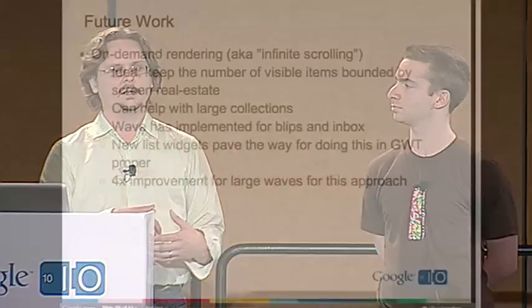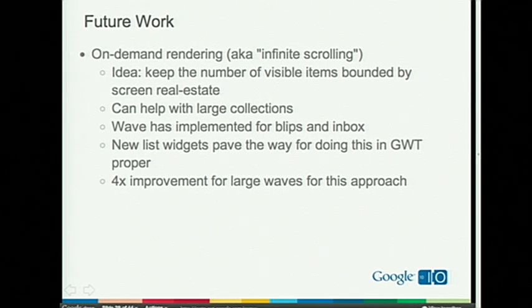And Wave has actually implemented it for both the inbox or search view, so all the items that you see in that scrolling view, and also for waves themselves. So waves that are 300 or 400 blips long, if you rendered all of those up front, it would be fairly slow, as you've probably seen in the past. But now it's much, much faster as a result of rendering only the visible elements.